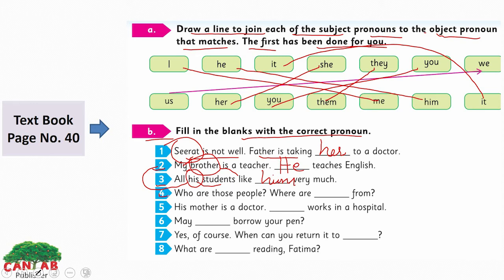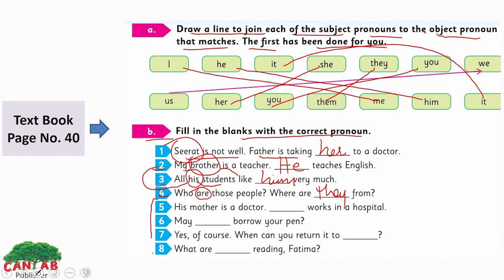The fourth one, who are those people? Where are there refers to the plural nouns here. Lots of. So, which pronoun will we choose here? They or them? Where are them from? Is it correct grammatically? No. Where are they from? is the right option.